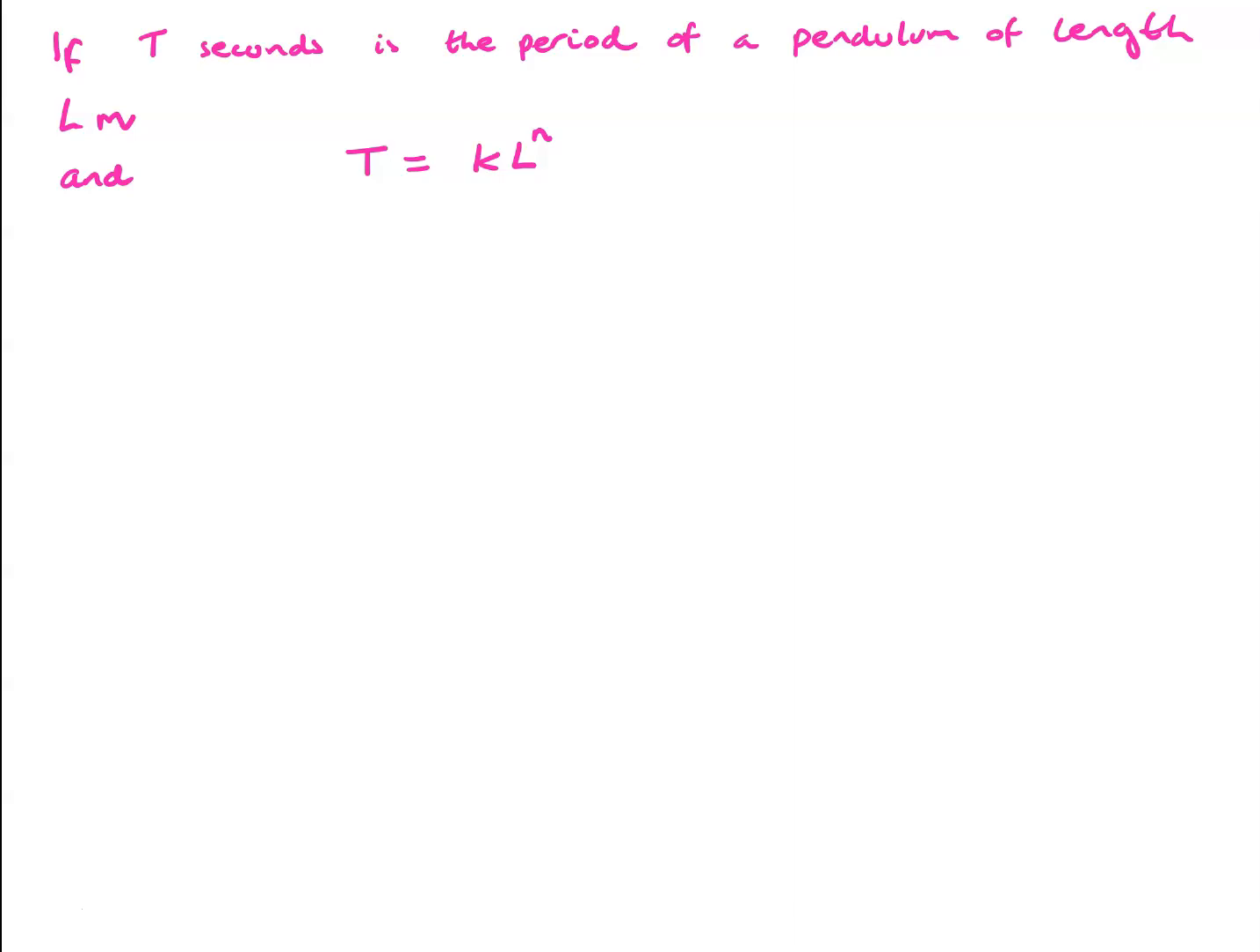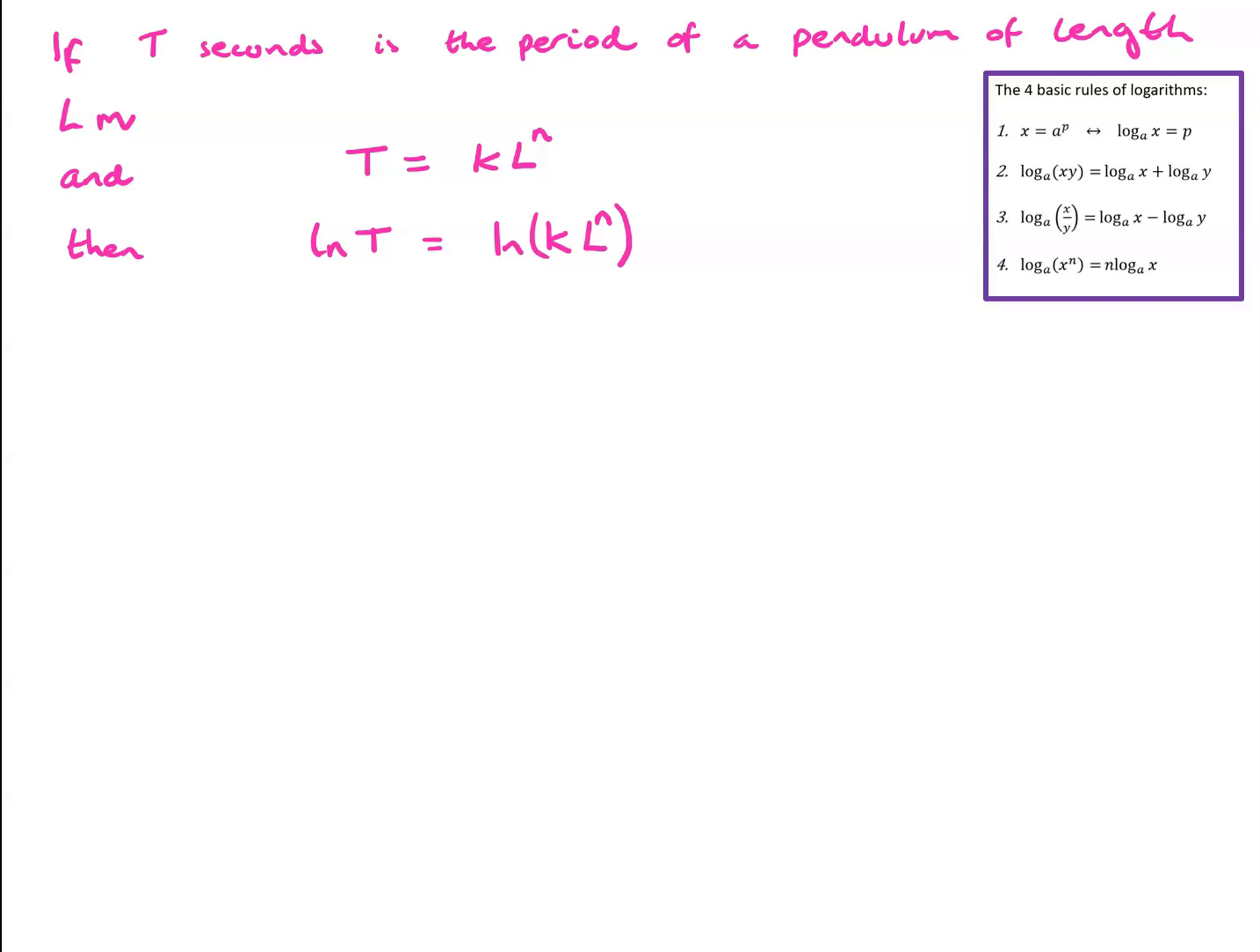But if we take logarithms, we can separate them nicely. So we're going to take logarithms of each side of the equation. And again, I'm going to take natural logarithms. So I've got the natural logarithm of t will equal the natural logarithm of k times L to the n. Now we've got our four basic laws of logarithms.